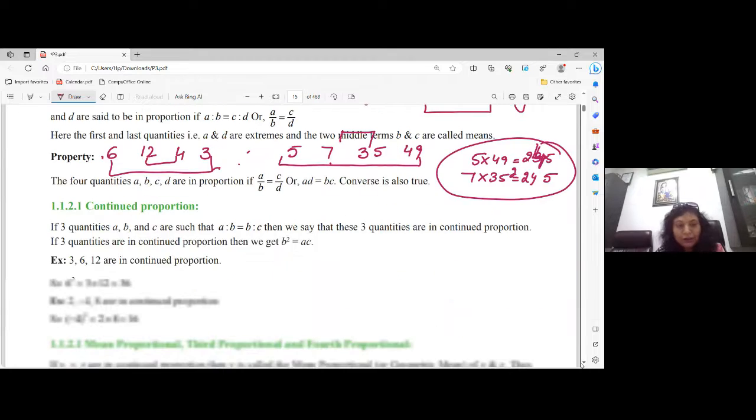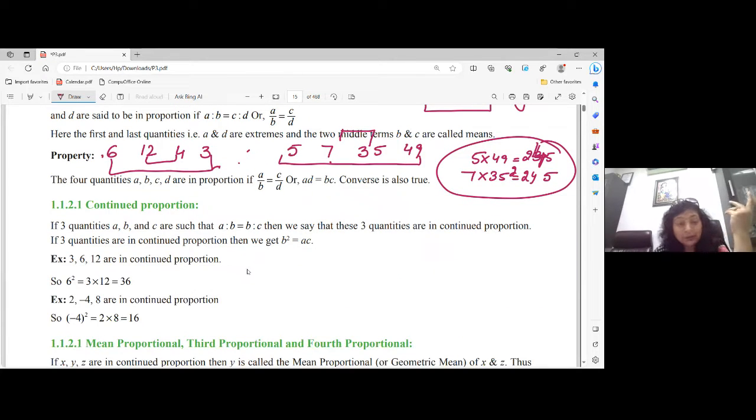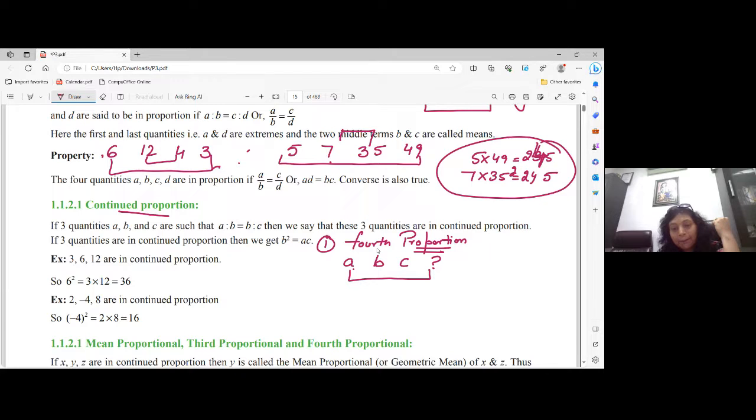While doing proportion, we have different types. There is one thing that is called continued proportion. In case of proportion, we have to find different types of proportion. The first one is the fourth proportion. Whenever we have to find the fourth proportion, that means we have been given three items A, B, C, and we have to find the fourth item. So write it in this way: A, B, C and question mark. Now A and the question mark are extreme items, B and C are mean items. Now suppose the question mark is X.